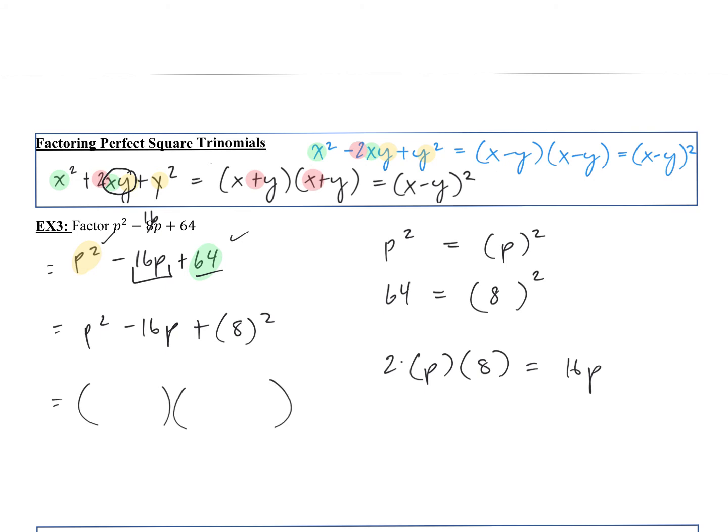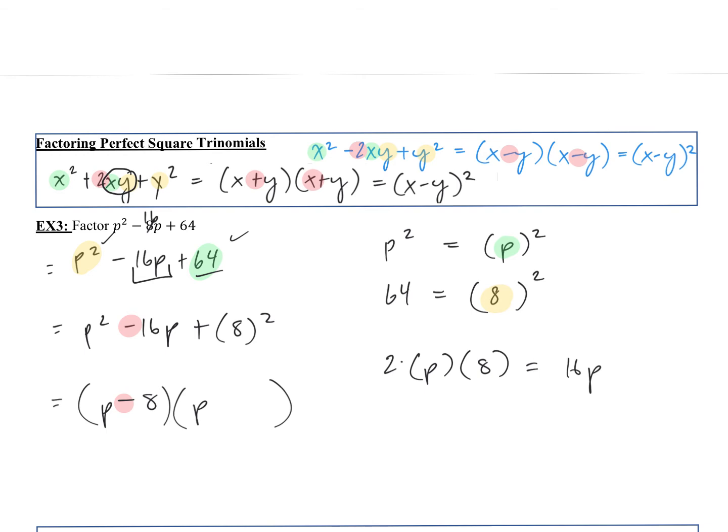p, and then the second term, which we found out was 8. So we can rewrite it as p, oh, and careful, we're working with the negative version. So it means we had two negatives. So it's going to be p minus the second term, which is 8, and then p minus the second term as well. They are going to be identical.